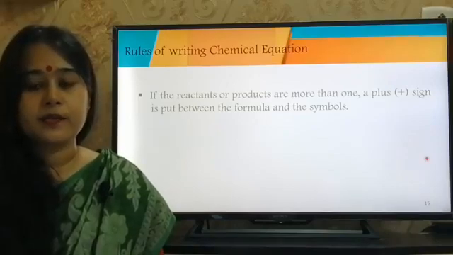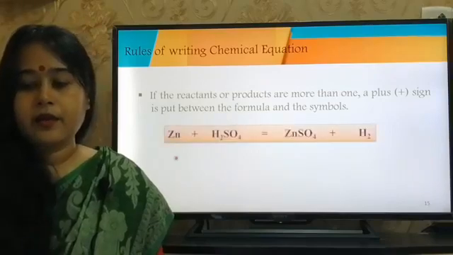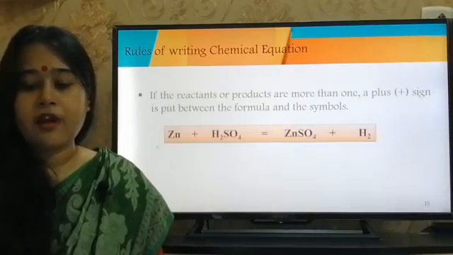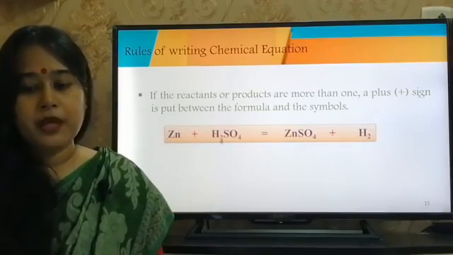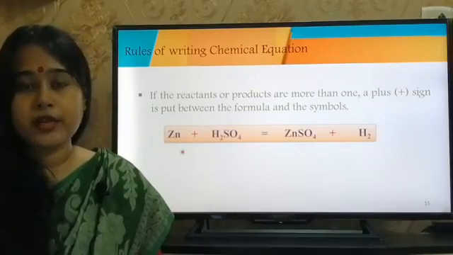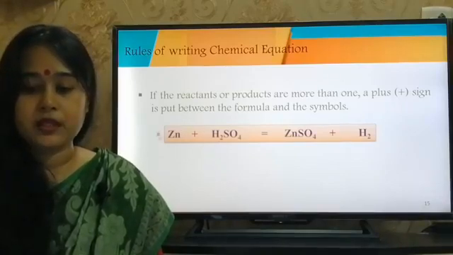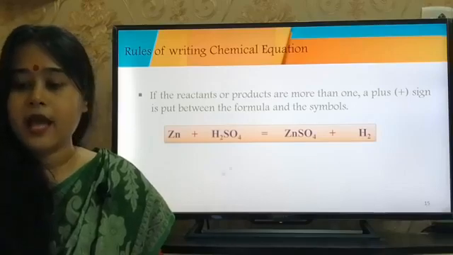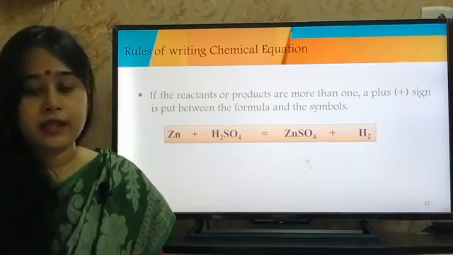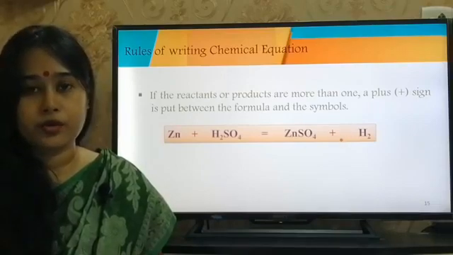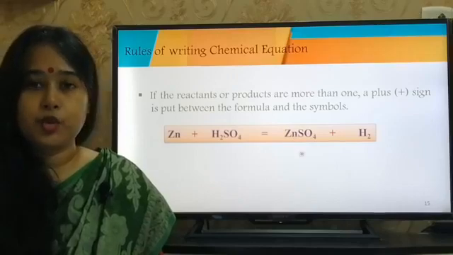Another rule, you can see here, if the reactants or products are more than 1, a plus sign is put between the formulas or symbols. Here you can see we have used a plus sign between zinc and sulfuric acid because we have two reactants here. And on the product side we have two products as well, that's why we also used a plus sign between these two products.